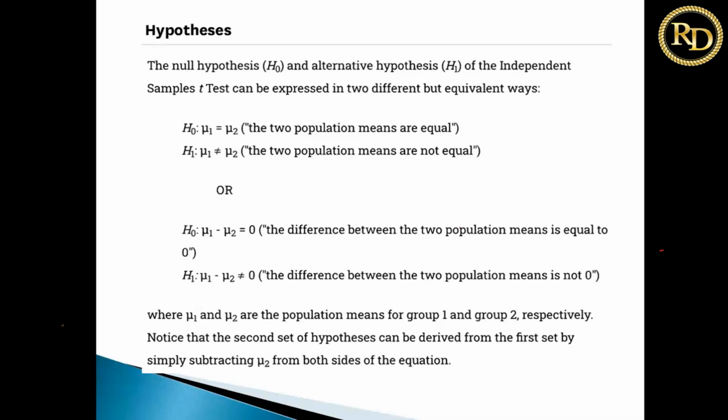So these are the hypotheses for the independent sample t-test. What are the hypotheses? That is, the null hypothesis is that the population means of the two populations are the same, and the alternative hypothesis is that they are not the same. Similarly, you can see the difference is 0 and the difference is not 0. And we know that mu1 and mu2 are the population means for group 1 and group 2 respectively.